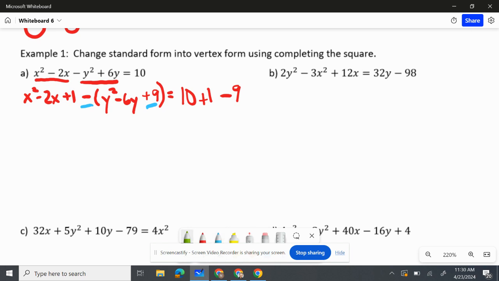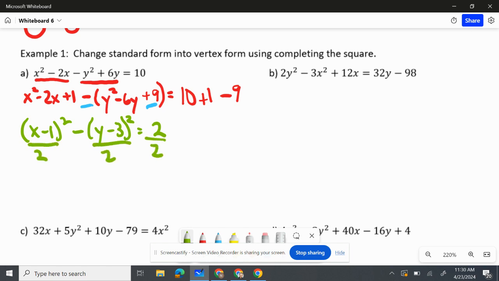We're going to factor it, so that gives us x minus 1 squared and y minus 3 squared equals, and then that gives us 11 minus 9, which is 2. Going to divide each side by 2. And what we have is x minus 1 squared over 2 minus y minus 3 squared over 2 equals 1.